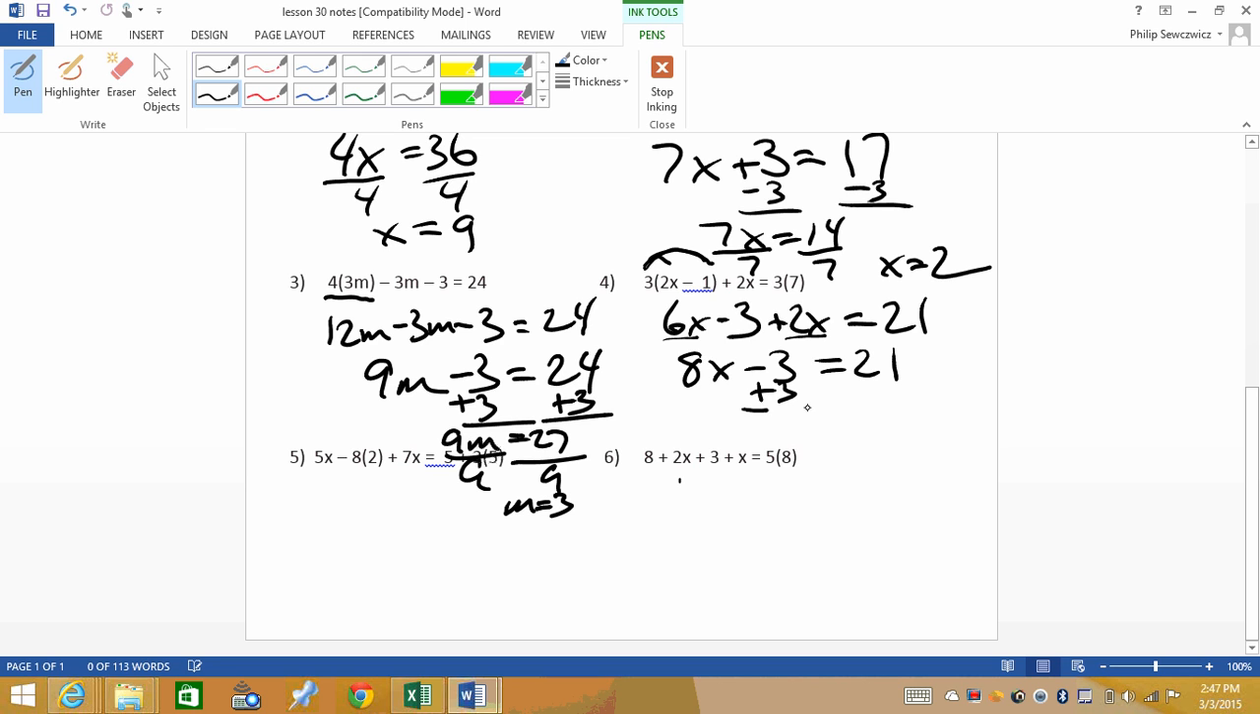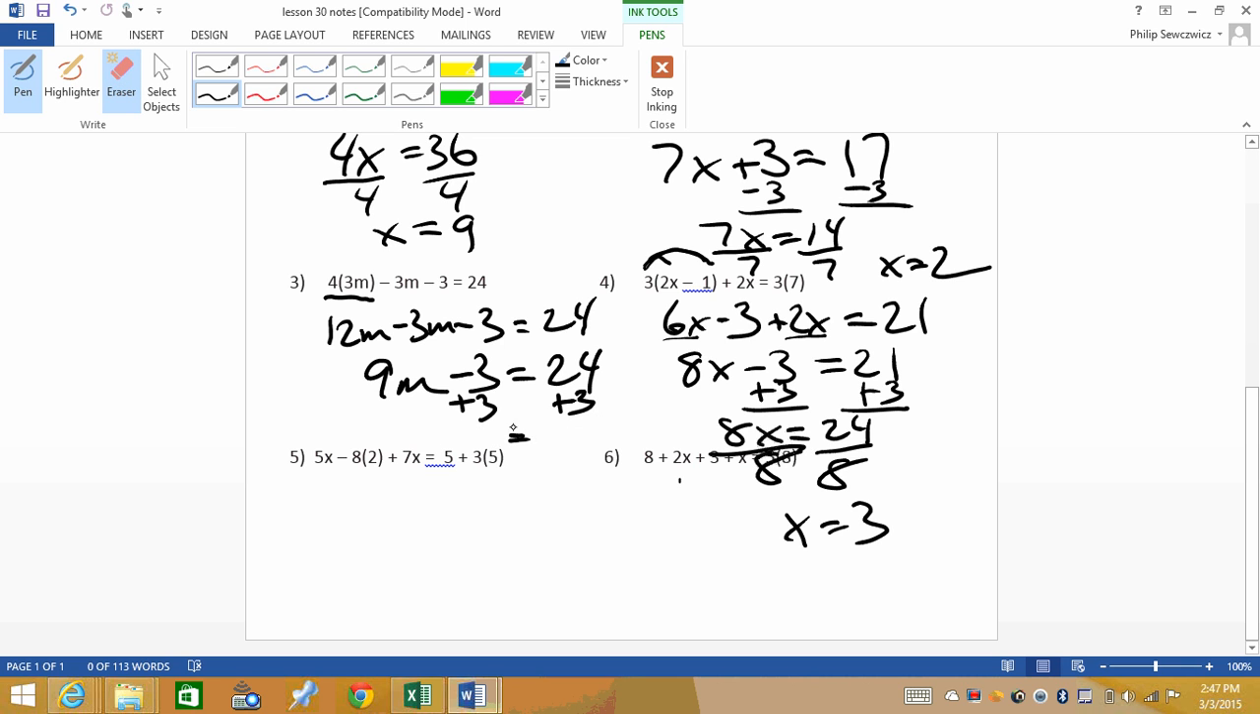Undo subtracting 3 by adding 3 to both sides. 8x equals 24. Divide both sides by 8. X equals your 3. All right. I'm going to erase this to kind of bring it back there again. And let's try the next one here.